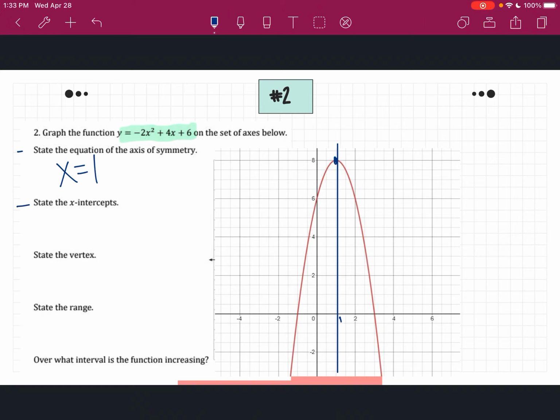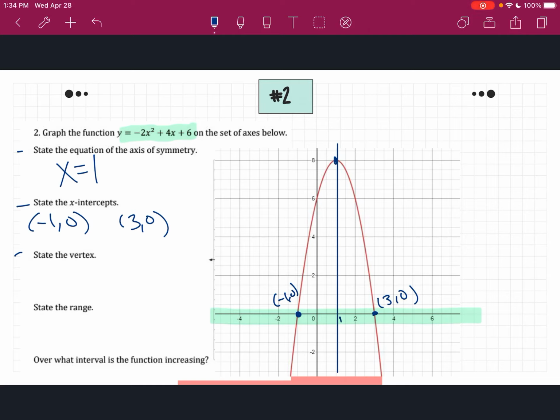Second, state the x-intercepts. Remember, x-intercepts are where your line is crossing the x-axis. So that's this axis. We're crossing here and here. So the x-intercepts are the points (-1, 0), that's right there, and (3, 0), right there. Next one, state the vertex.